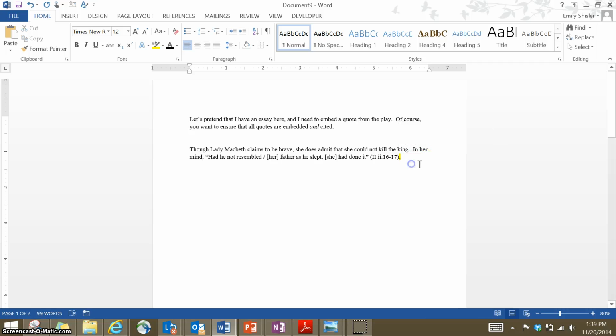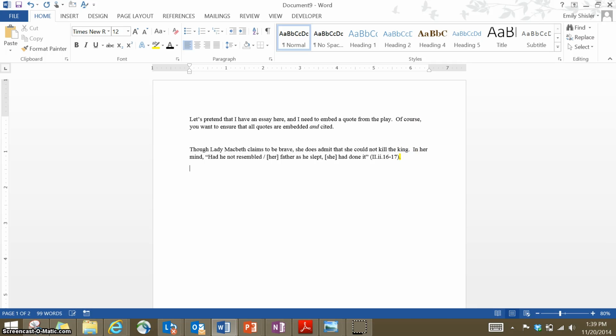I'm going to highlight that. The period goes at the end of the citation. Act, period, scene, period, line numbers. No spaces at all. There is one space between the quotation marks and the beginning of the parentheses.